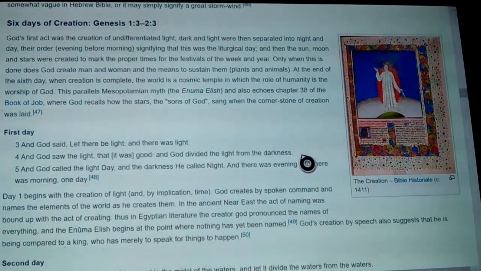At the end of the 6th day, when creation is complete, the world is a cosmic temple in which the role of humanity is the worship of God and to be gods over this earth in his stead. This parallels Mesopotamian myths of the Enuma Elish and also echoes chapter 38 of the book of Job, where God recalls how the stars and the sons of God sang when the cornerstone of creation was laid. And this shows you that people also believed that whenever they died, they could become one of the millions of stars in the sky.